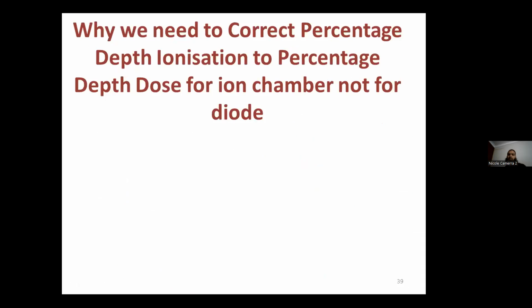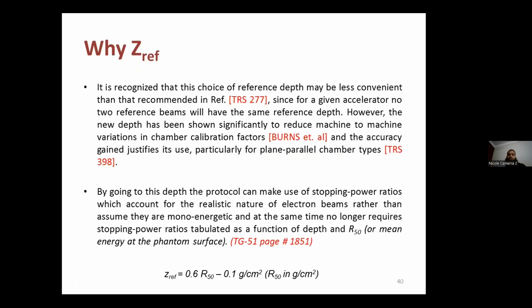Then you get your R50 from there, and you put R50 in this formula, which is at the bottom of this slide. So you put your R50 here, and you get your Zref for each particular energy. Each energy has a different Zref.